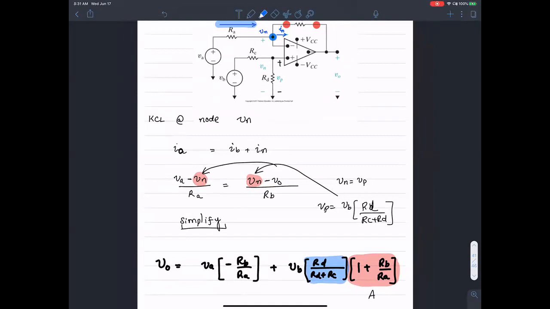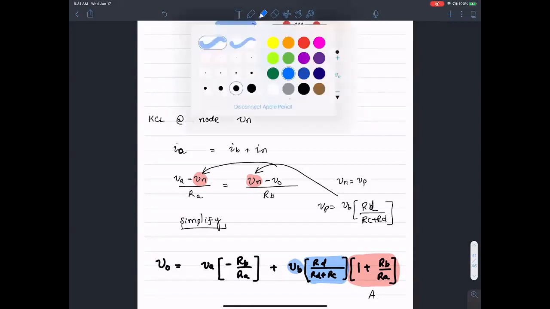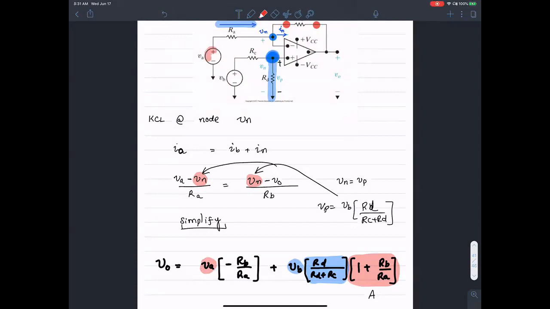So if you were to break down the whole equation, you'll see that of the voltage that you applied, Vb, only some part of it shows up at that node Vp. This part, Vb times Rd over Rd plus Rc, a small fraction of Vb shows up at Vp, and that is amplified by the non-inverting gain. And then Va, all of that is amplified by the familiar negative Rb over Ra.